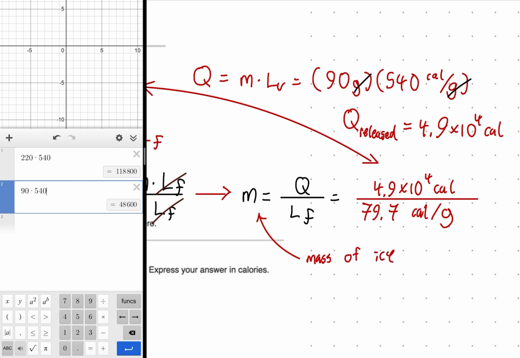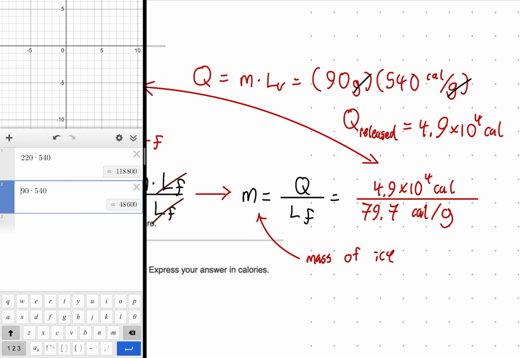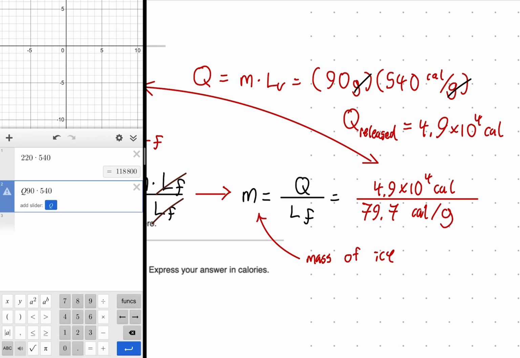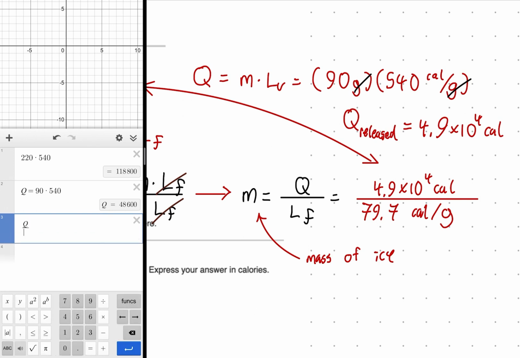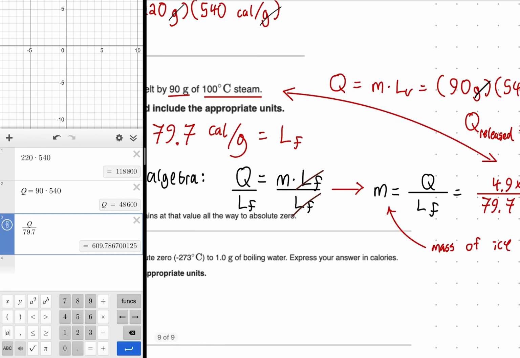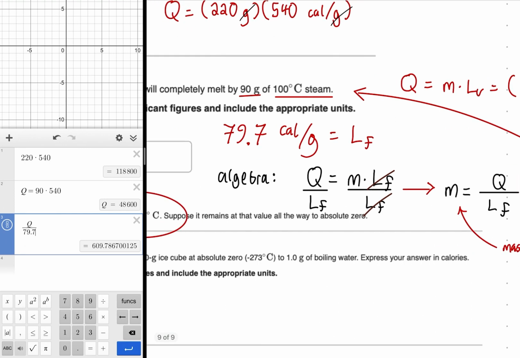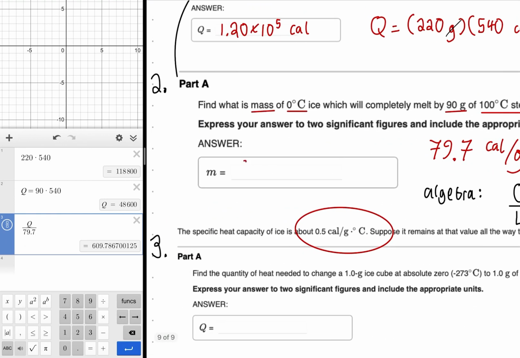All right, and I wrote a rounded value, but I won't use a rounded value, so I'm going to go ahead and actually just call this Q. All right, and then we're just going to take that Q variable that I saved by defining it and divide it by 79.7. And it looks like it's going to be 609, all right? But actually, even with the 0.7 here, it would round up to 610, right? And then the two significant figures would round there anyway. So we're going to have 610 grams. That is our answer. All right, 610 grams of ice.